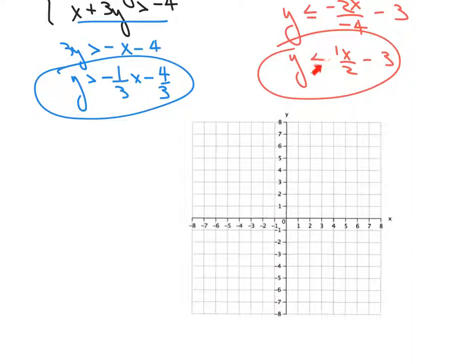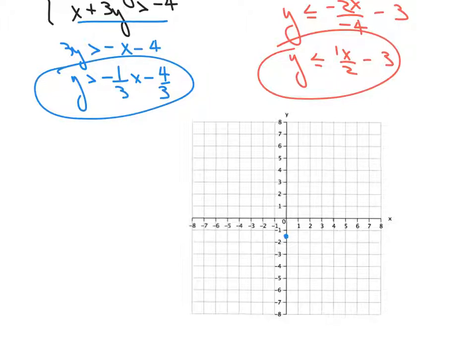Okay, so notice that my red graph has a less than or equal to sign, so that's going to be a solid line, and we'll make that line in red. And this one has a greater than, but there's no equal to, so it's going to be a dotted line, and we'll do that in blue. Okay, so let's find some points here. It crosses at negative 4/3, which is about right there. And we go up negative 1 over 3.